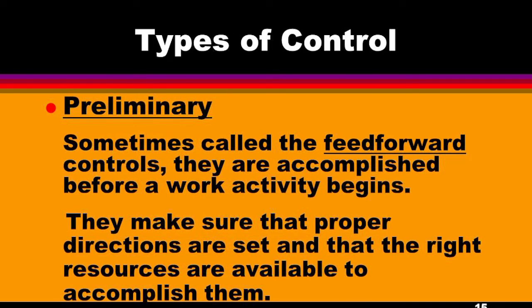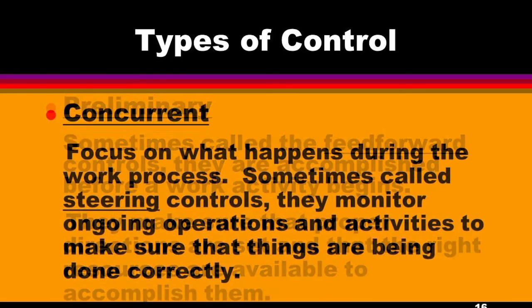And the types of control are preliminary controls, sometimes called feed forward controls. They are accomplished before the work activity begins. They make sure that the proper directions are set and the right resources are available to accomplish the work. So preliminary control means that before starting the work, they explain what they have to do. That is called a preliminary control.